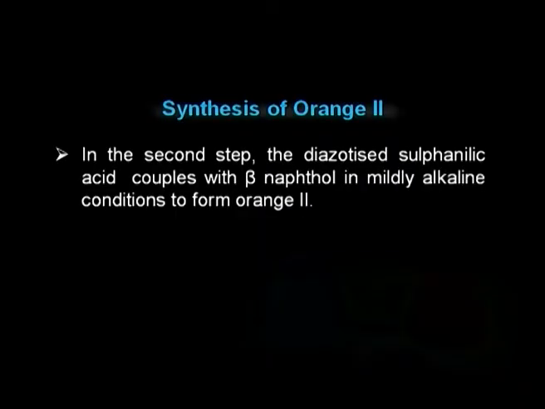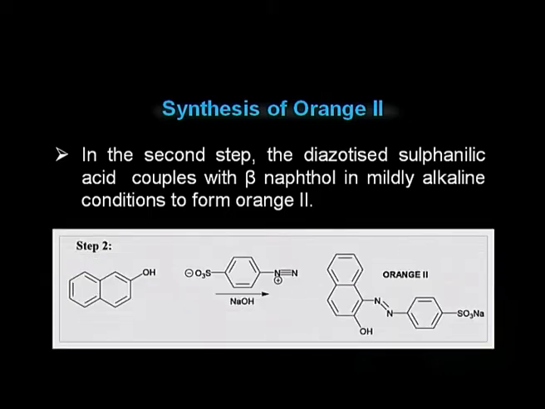That is the formation of this diazotized sulfanilic acid. In the second step, the diazotized sulfanilic acid couples with beta naphthol in mildly alkaline conditions to form orange 2 dye. Here you can see this is beta naphthol and this is diazotized sulfanilic acid. In presence of alkali, sodium hydroxide, there is a coupling reaction taking place and the formation of orange 2 can be seen.